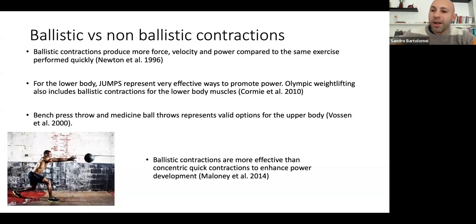When the load is more elevated than 50% of 1 RM in the bench press throw, for example, there is no difference between ballistic and simple concentric contraction. Because in the end, you cannot throw a load that corresponds to more than 50% of 1 RM. However, at lower loads, it's very important to perform ballistic contraction.